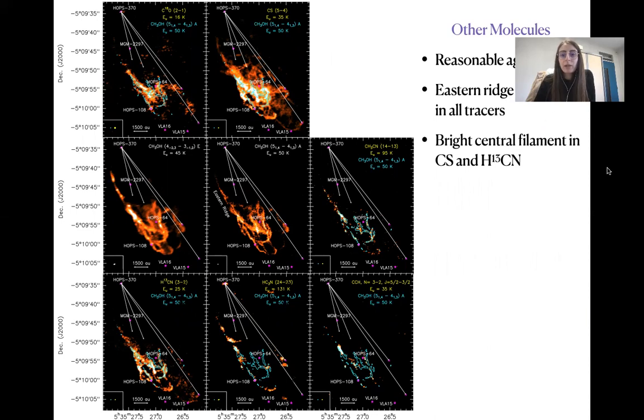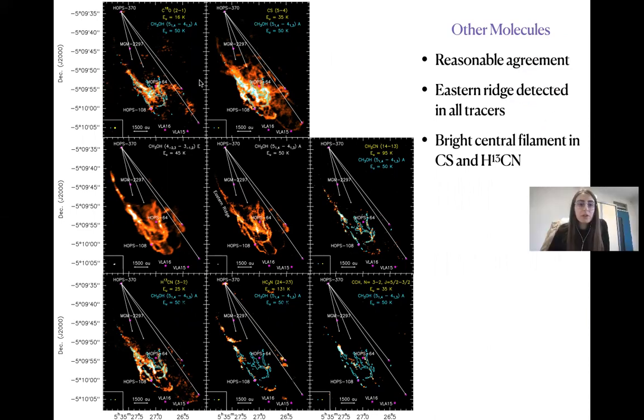With the other molecules, we see also a reasonable agreement. We can see that this eastern ridge is traced by all the molecules. And there is the central collimated filament that's very well traced by CS and H13CN, which are the tracers with the highest critical density among all the tracers that we have. So they are tracing the very dense gas. So we see an agreement between the tracers, except for SiO.